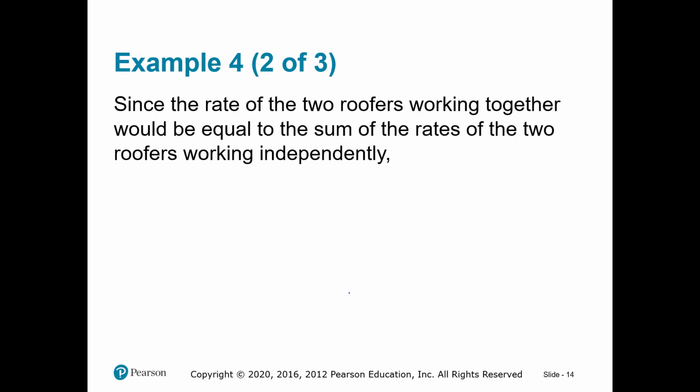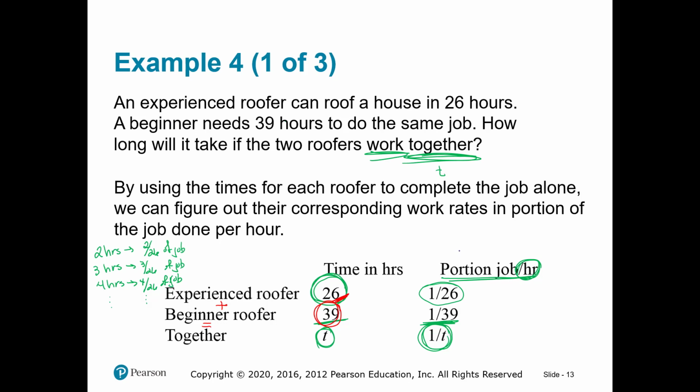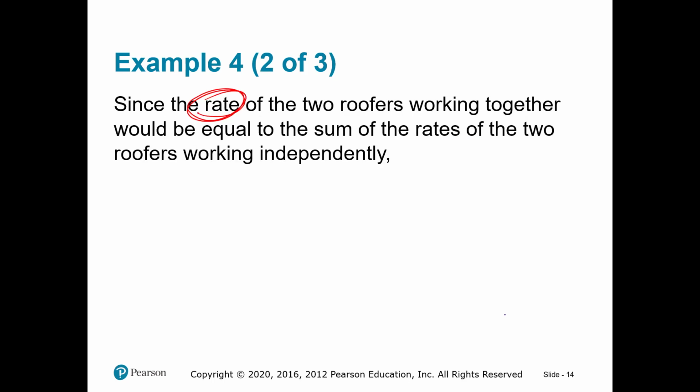What we're adding together is their rate. And this is the rate. How much of the job can they get done in a single hour? They get 1/26th of the job done in a single hour. So it's the rates we're adding together. Not their times, the rates are added together. The experienced roofer, how much of the job he does in 1 hour, plus the beginning roofer, how much he does in an hour, and that should give me how much they get done together in a single hour.